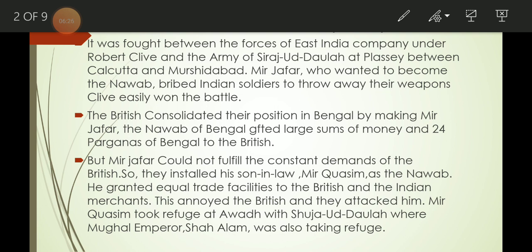When the British attacked him, Mir Qasim ran away and took refuge at Awadh with Shujauddaulah, where Mughal Emperor Shah Alam was also taking refuge. So Mir Qasim, Shujauddaulah and Shah Alam were together in Awadh.